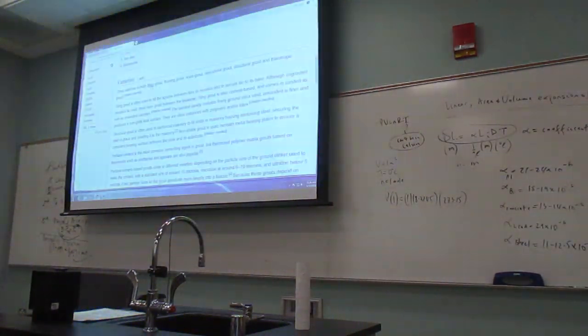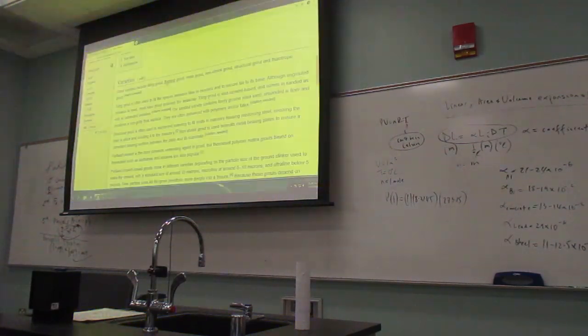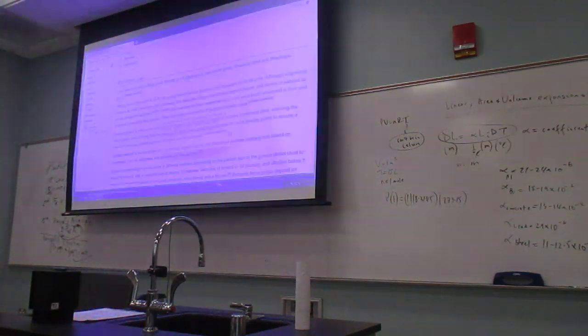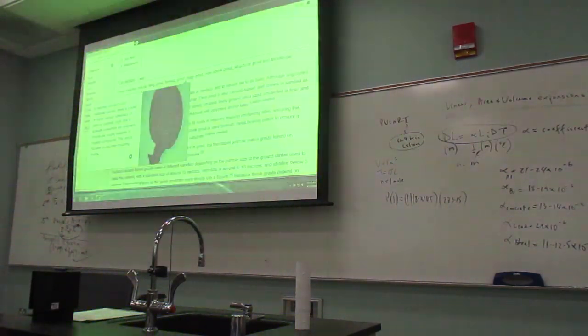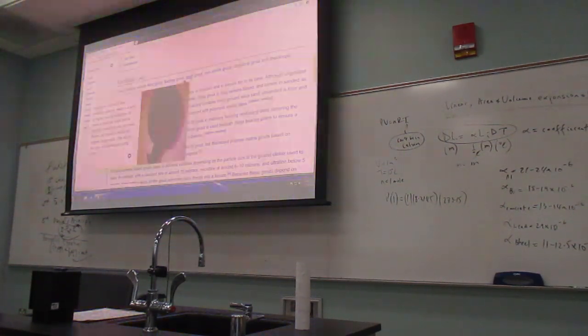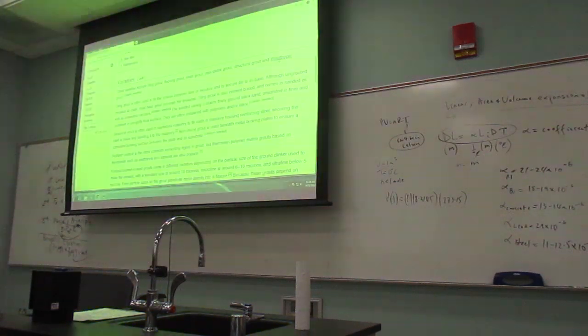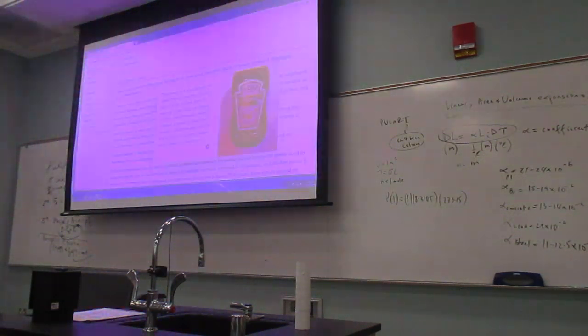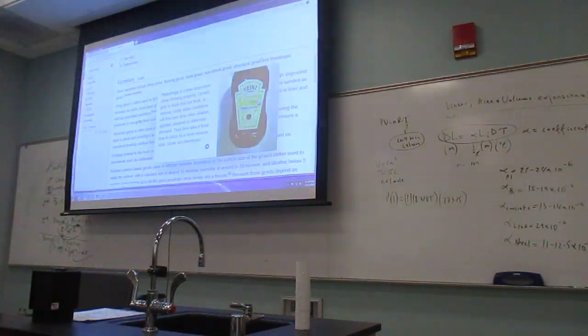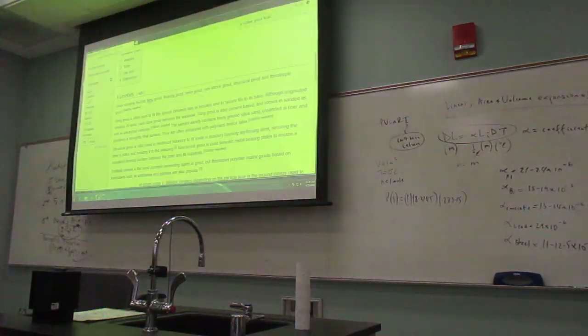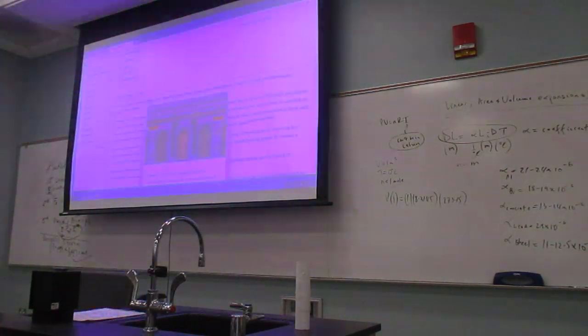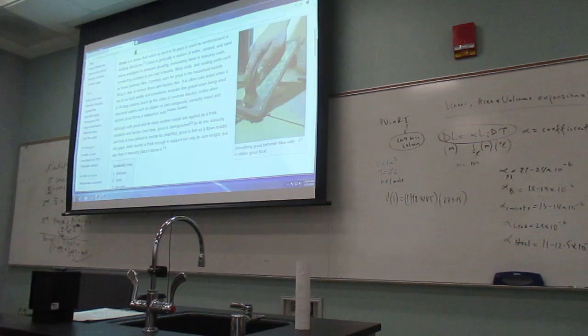Grout varies, including tiling grout, flooring grout, resin grout. Where do they get these from? Non-shrink grout, thixotropic grout, ketchup. So where do they get this from?